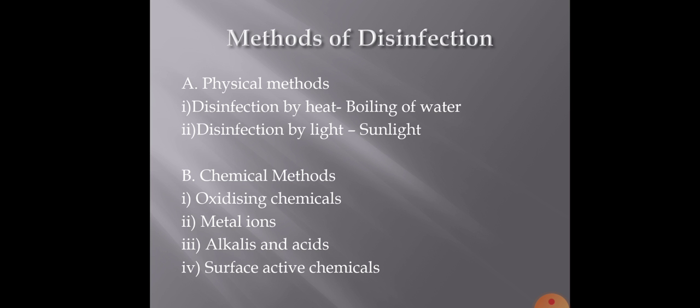Out of the methods that I have just listed above, chlorination is one of them. That is a halogen chemical method using halogen oxidizing chemicals, isn't it? There I mentioned chlorine. Chlorination is one of the most important or the most widely adopted methods of disinfection. We'll be discussing chlorination in detail in the next class. In most of the water treatment plants, chlorination is the method that is adopted for the treatment of water.